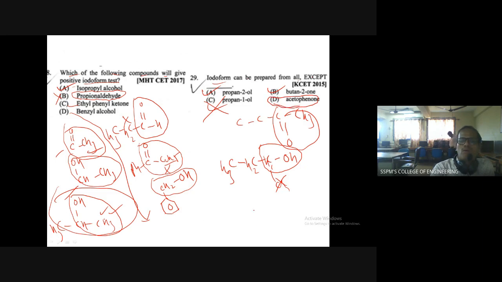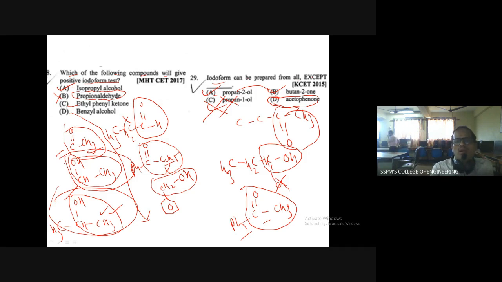Acetophenone means this compound we have drawn, this is acetophenone, you see, CH3 attached to phenyl carbonyl. So here we have got one CH3 group, so acetophenone will give the iodoform test. So A, B, D will give the iodoform test. Propan-1-ol will not give because we don't have such a CHOH CH3 group. Clear what concept? Okay.